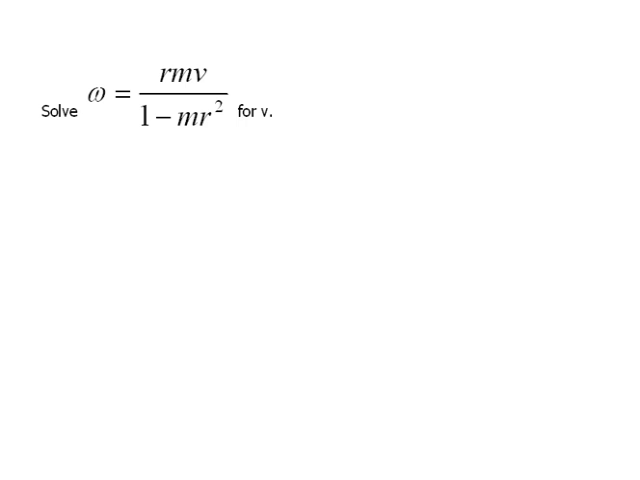Alright, so here we have another problem where we're going to solve this formula for a very specific variable. And we have our variables here. This is a very strange looking letter here. It kind of looks like a W, but it's actually an omega. It's a Greek letter, lowercase omega, equals RMV over 1 minus MR squared. Now we're solving this for the variable V.